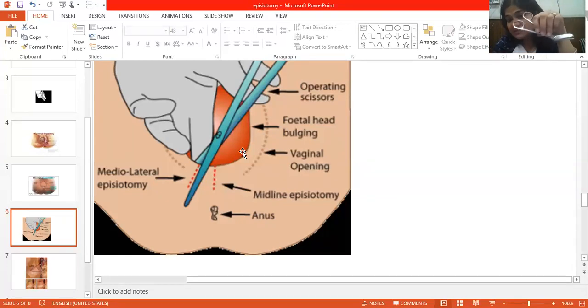How do you sterilize this instrument? Any steel instrument can be sterilized by autoclaving.